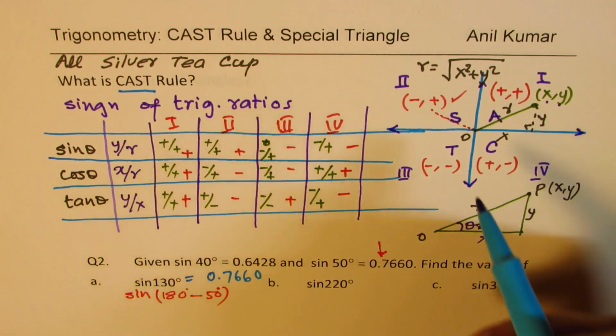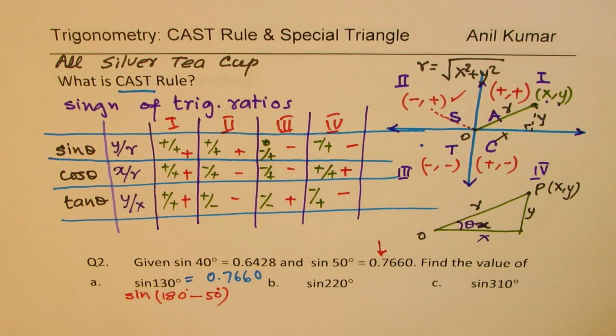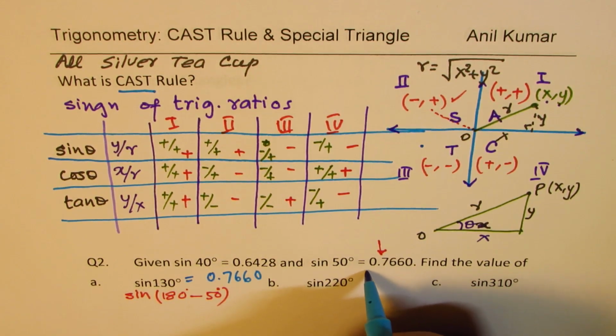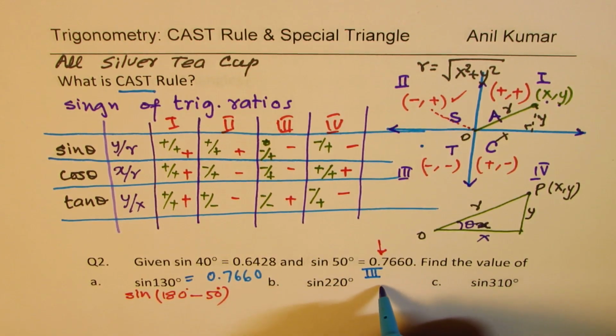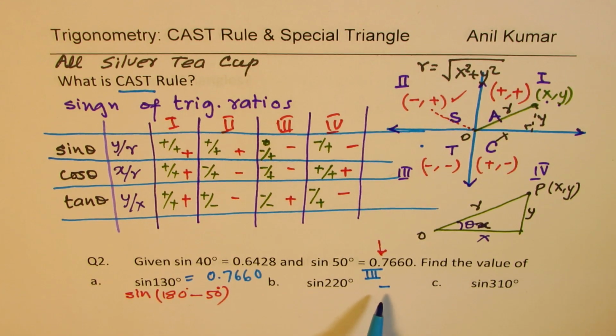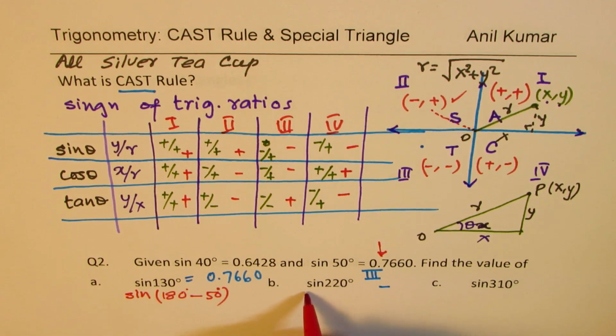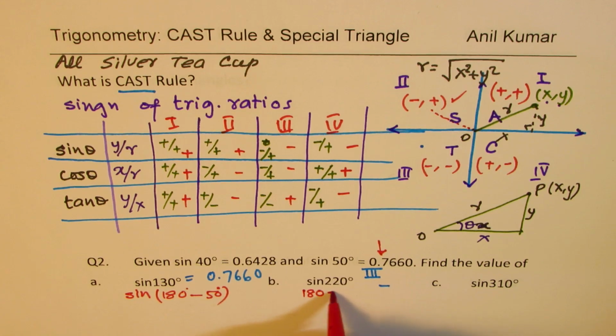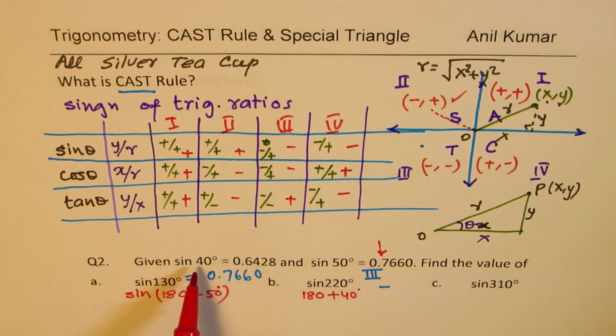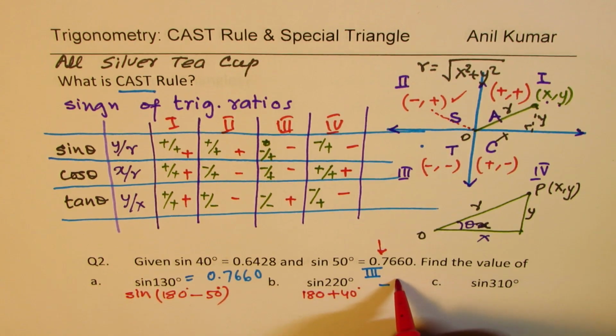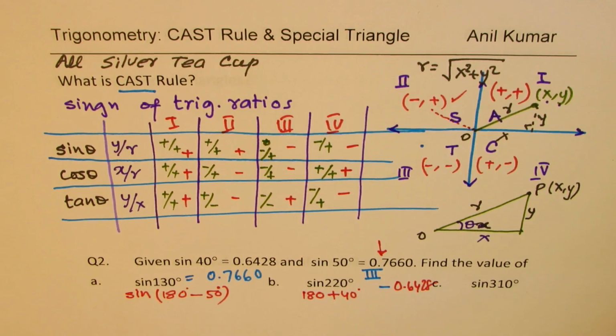Now for sine 220 degrees, you land up here in quadrant 3. So let's see that. So it is in quadrant 3, right? So we expect a negative value. So we'll just close ourselves to negative value at present. But when you learn more, you will understand 220 could be written as 180 plus what? Well, 180 plus 40 degrees. So the value of 40 degrees is that much. So we'll get negative of 0.6428. Okay.